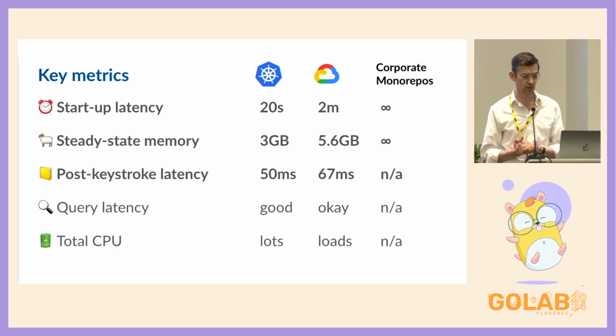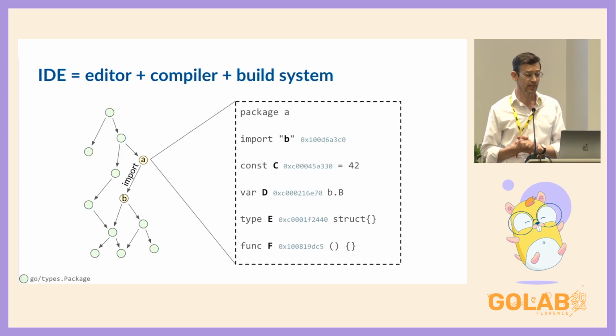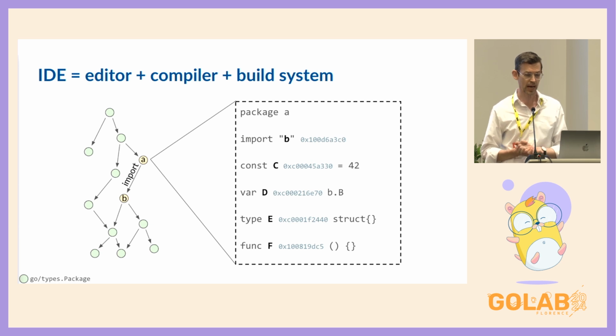So why did it take Gopls so long to start? Why did it use so much memory? And why was it so slow to respond? The fundamental answer to all three of these questions is that Gopls used to build a single large interlinked data structure representing the entire program in your workspace. It's sort of analogous to what would happen if you tried to compile your entire project in one gulp.